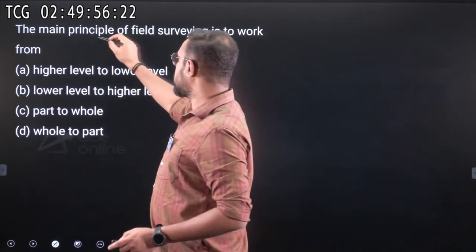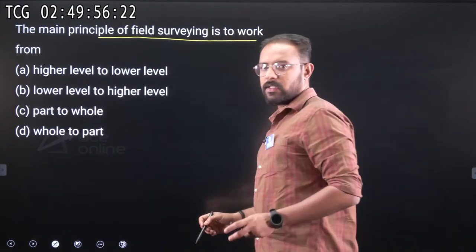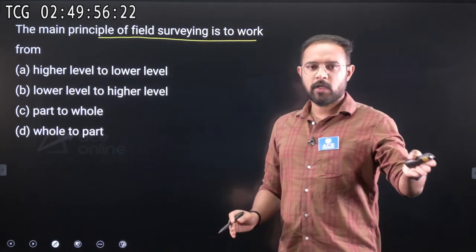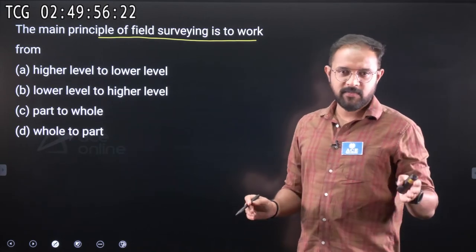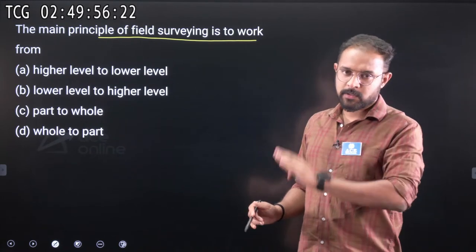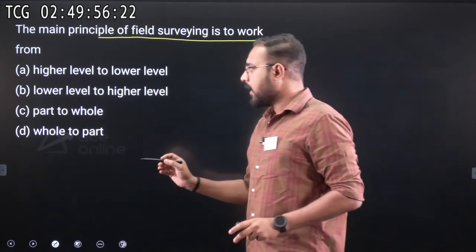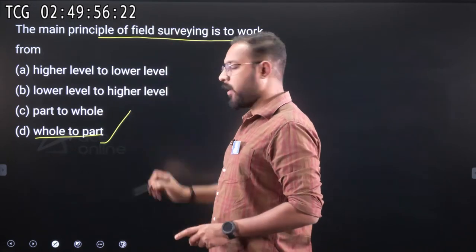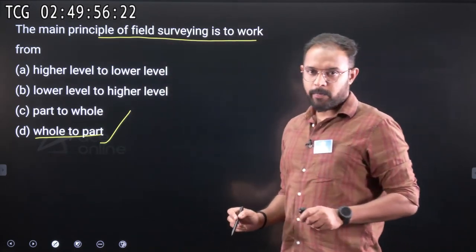Right, the main principle of field surveying is to, see, this is one of the most fundamental questions in surveying. In your college also, when you go for your external examination, Viva, the external examination's first question is this: What are the principles of surveying? Please remember that. Right. The correct answer is working from whole to part. Why do we have to work from whole to part?